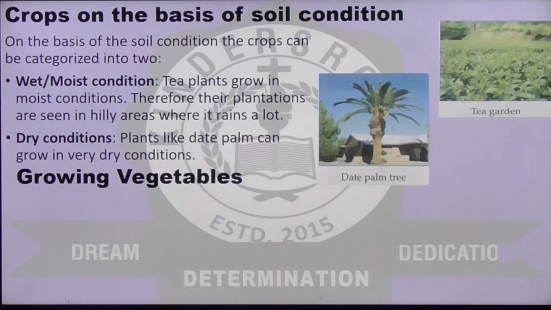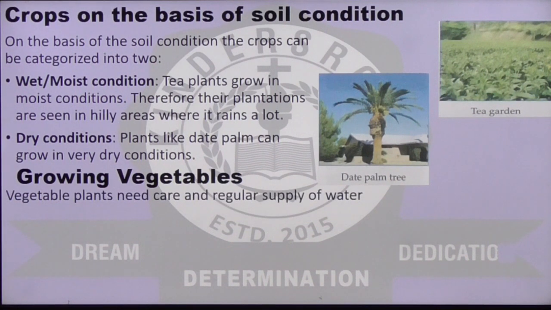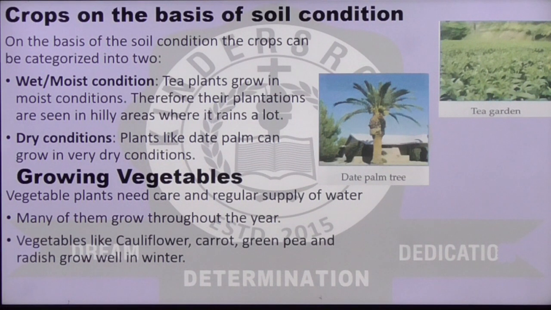Now growing vegetables. Vegetable plants need care and regular supply of water. Vegetables means sabziyan. They need a lot of care and regular supply of water. Many of them grow throughout the year. Vegetables like cauliflower, matlab full gobi, carrot, green pea and radish grow well in winter. Remember that. Cauliflower, carrot, green pea and radish grow well in winter.